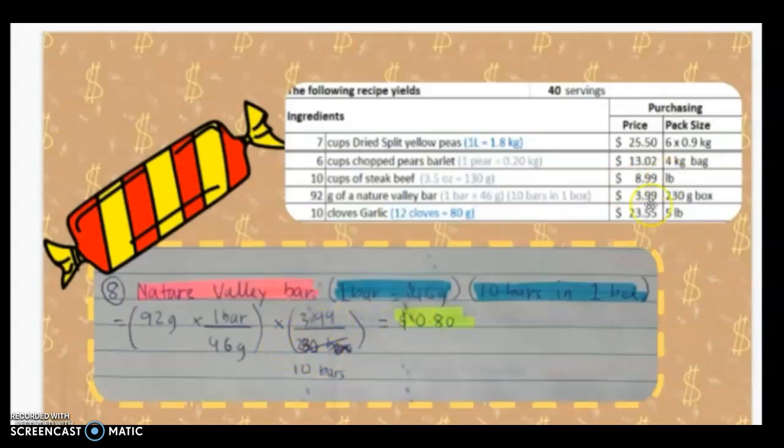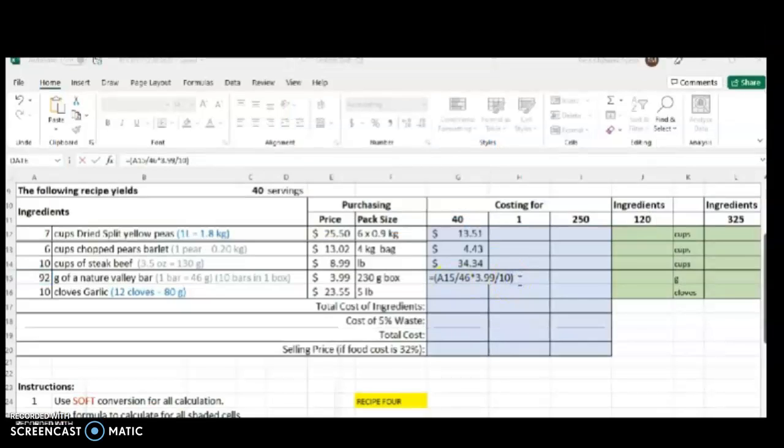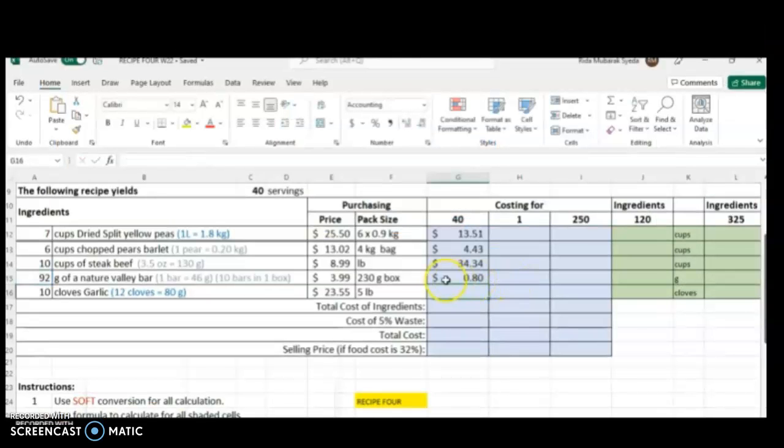Times the price per unit, which was $3.99 divided by 230 grams. And this 230 grams is for a box, which is also equal to 10 bars. So we know both of the units match on both sides. So it'd be 92 grams divided by 46 times 3.99 divided by 10. We get 80 cents as our price. Let's put that on our Excel. This is what my formula looks like. When I press enter, I get 80 cents.